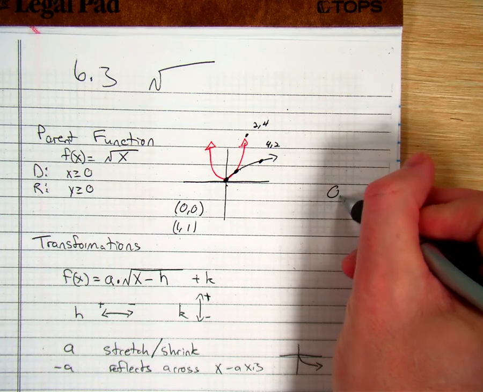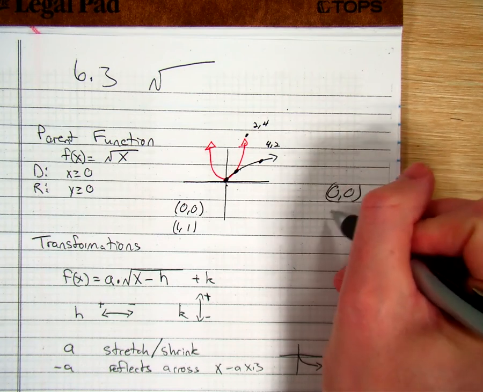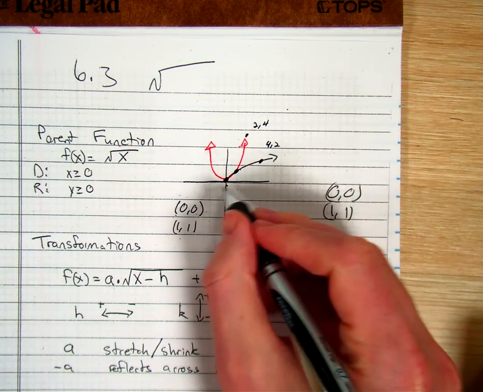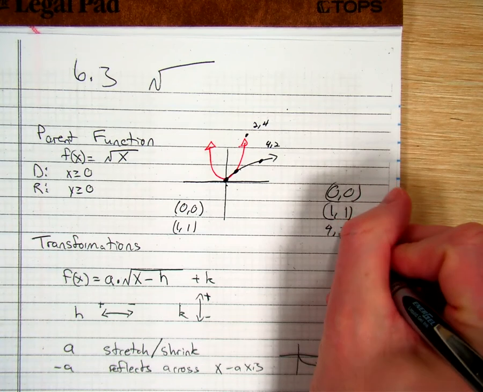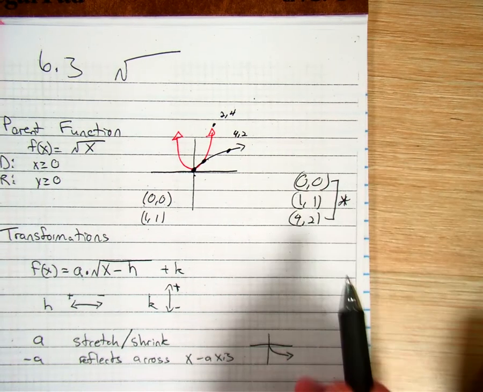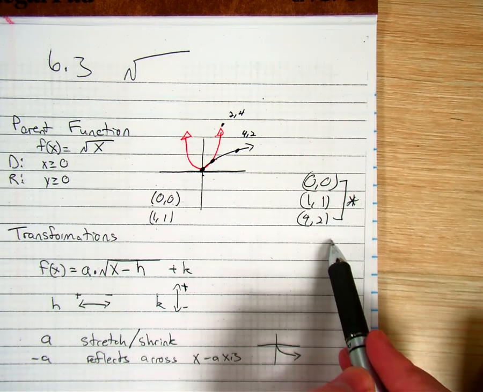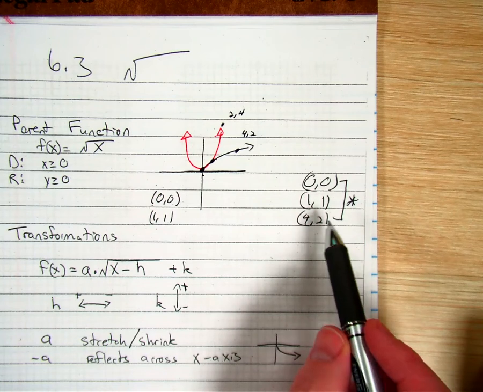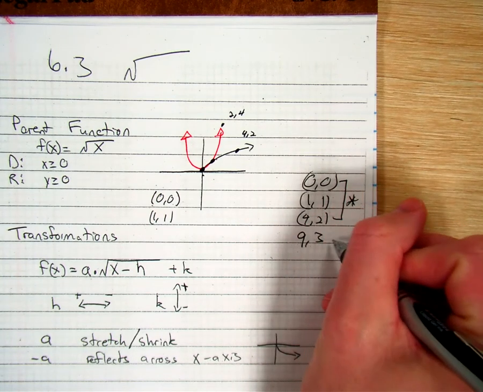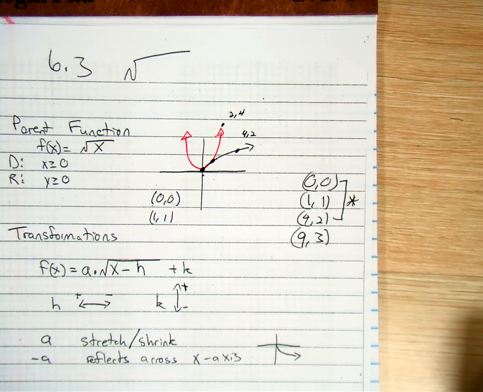So we're going to need 0, 0, or your start point, and then from there you're going to go over 1, up 1, and then from there we go over 4, up 2. We're going to need those first 3 points, your start point plus the next 2, every time. And then if we can fit it in, we'll go 9 over, 3 up.